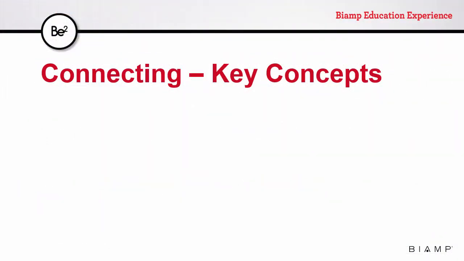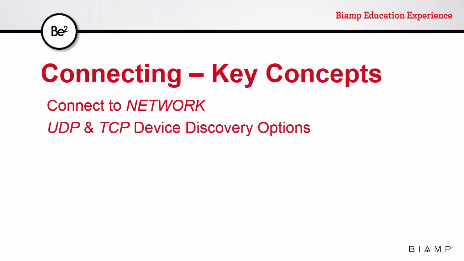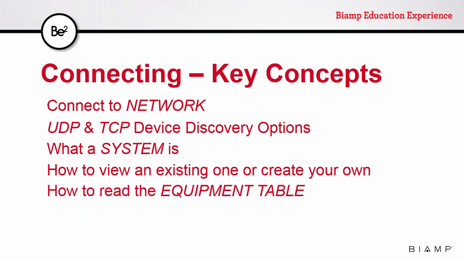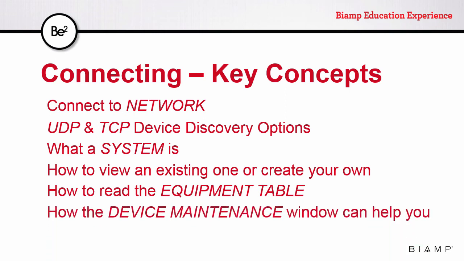So, the main items to understand about connecting are: connect to a network of devices, your two device discovery options, what a system is, and how to view an existing one or create your own, how to read the equipment table, and finally, how the device maintenance window can help you.